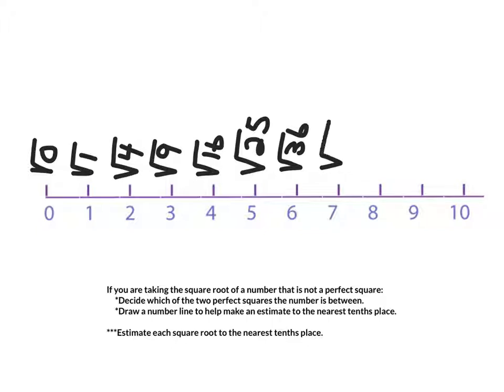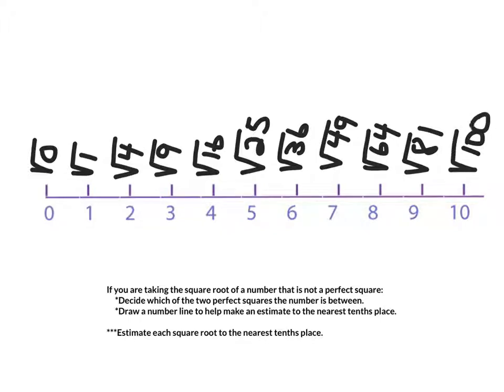7 is the square root of 49. 8 is the square root of 64. 9 is the square root of 81. And 10 is the square root of 100. So these are the same numbers. The square root of 49 and 7 are the same numbers, just represented or written differently.